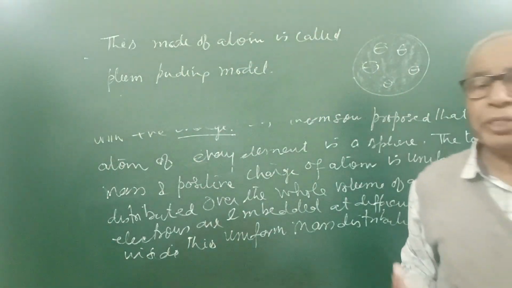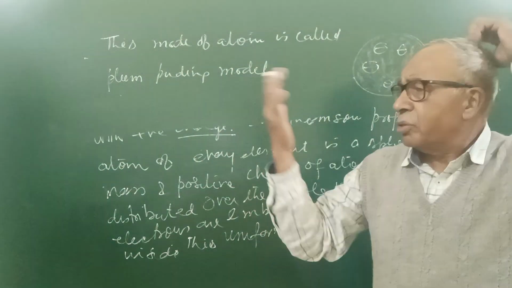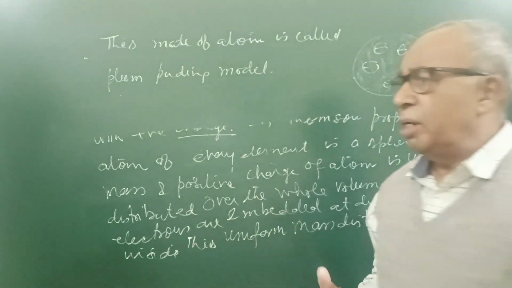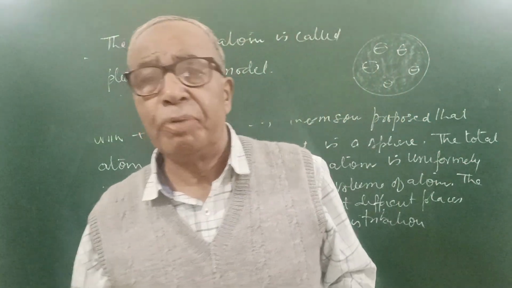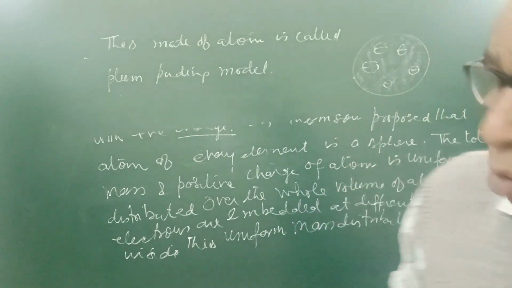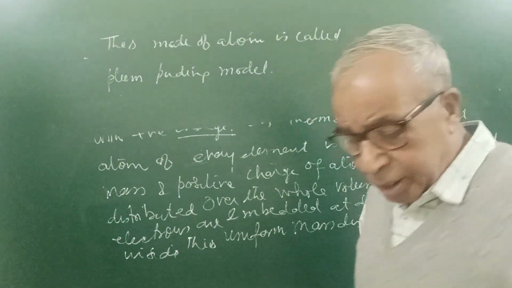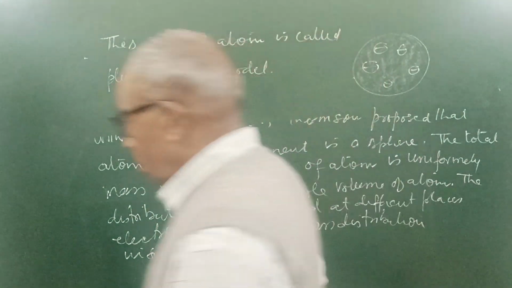The mass is spread throughout the watermelon, and seeds are at some fixed places. So this was the model of atom given by Thomson.